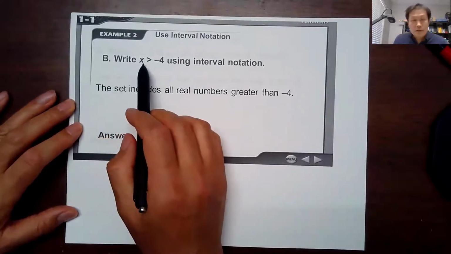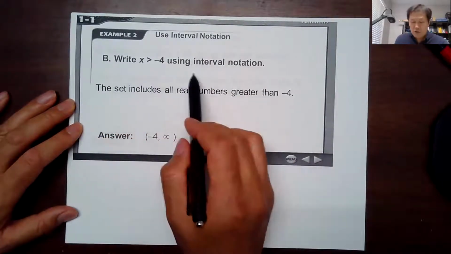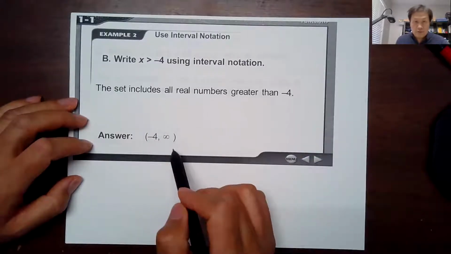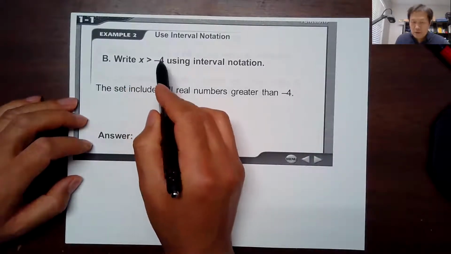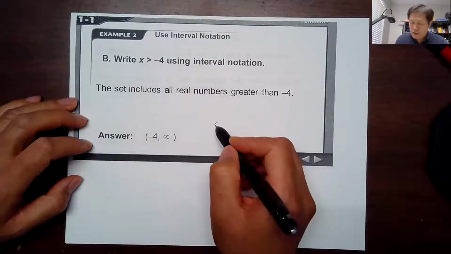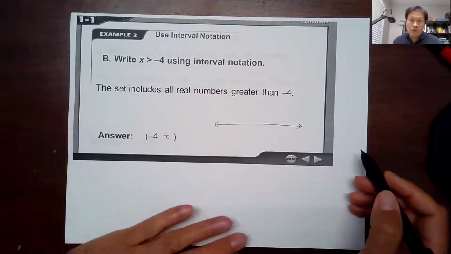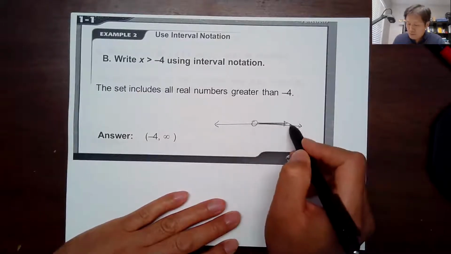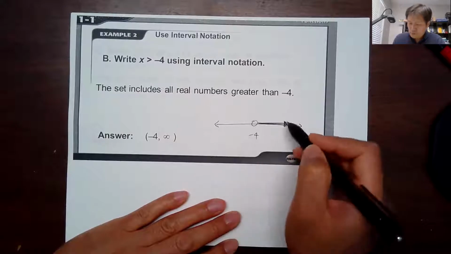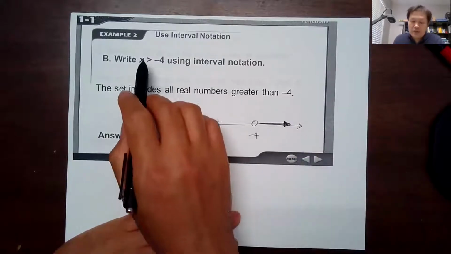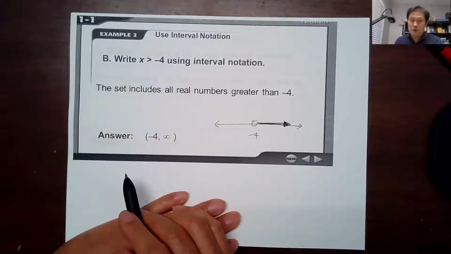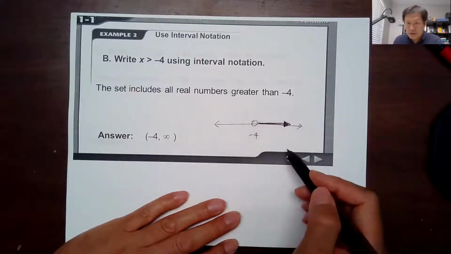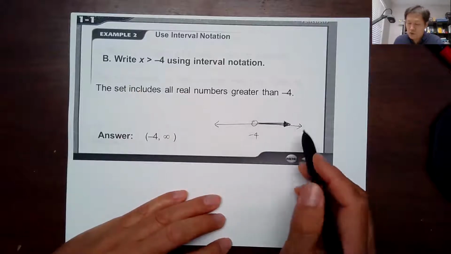Okay, write x is greater than minus 4 using interval notation. So some of you might be able to write this directly from here. X is greater than minus 4. Just be careful how that is reflected on the number line, if that's not easy for you. X is greater than minus 4. Don't get confused. Greater than minus 4, you've got to go to the right. So how do you express this using interval notation?